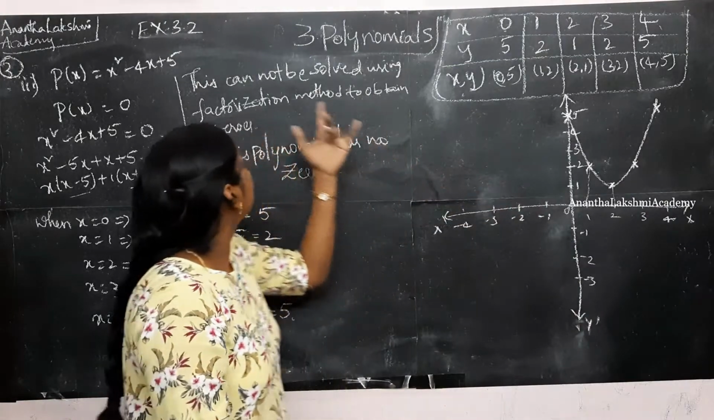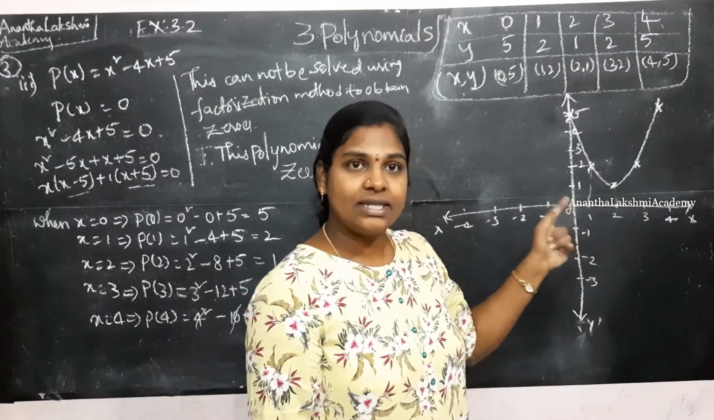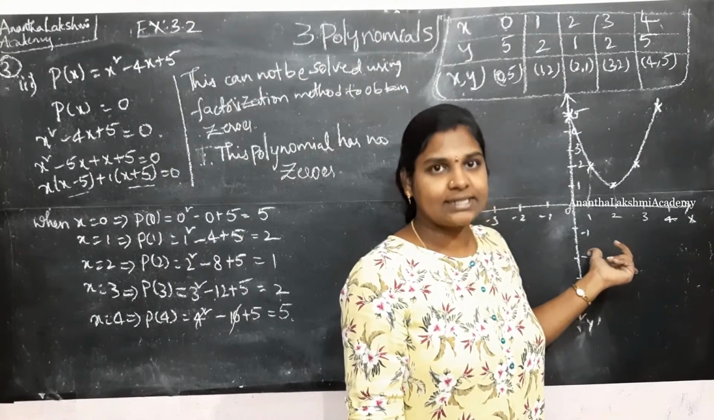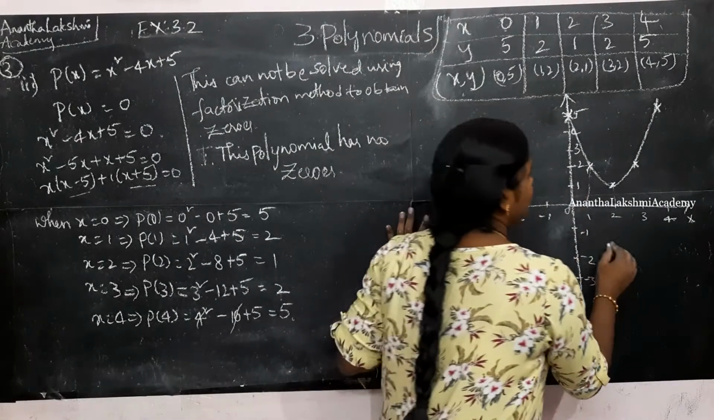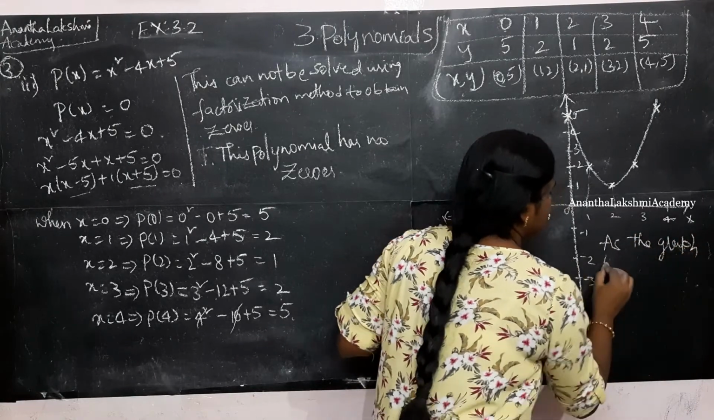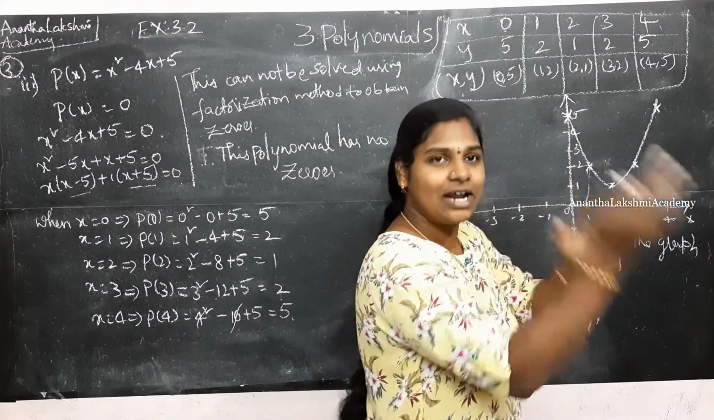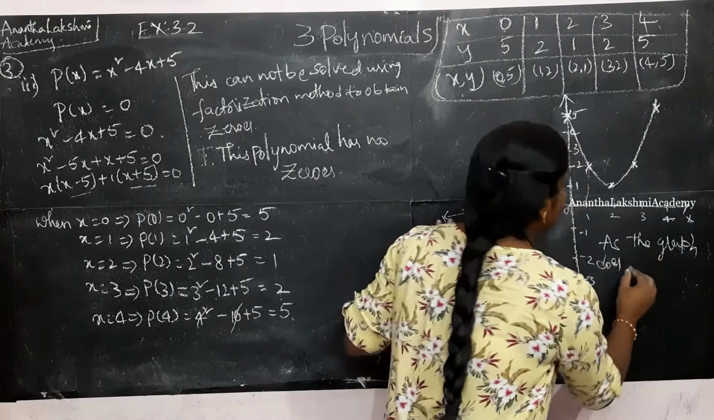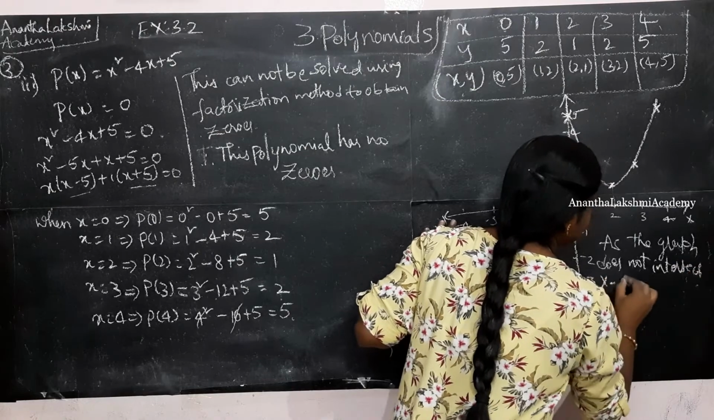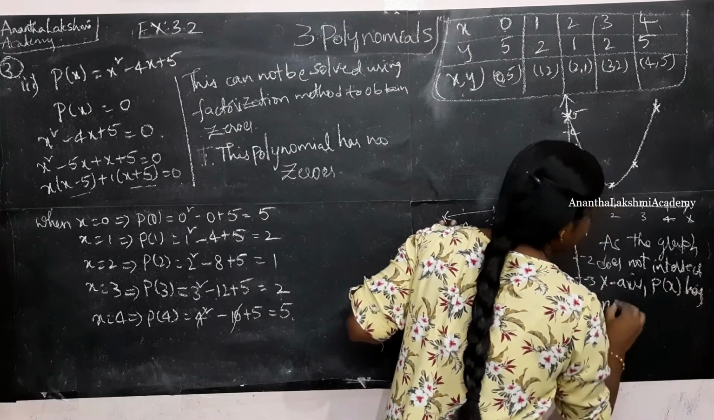So this particular expression x square minus 4x plus 5 is forming a parabola, but this particular parabola is not touching the x-axis nor intersecting the x-axis. Hence, from this graph, as the graph does not intersect the x-axis, you guys do not write all this in the graph paper, just write it on the notes paper. As the graph does not intersect the x-axis, p of x has no zeros.